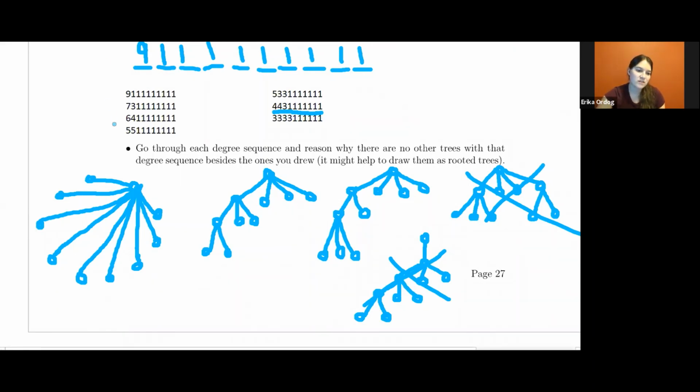You could do that for all of the degree sequences and prove, unlike Will Hunting, that you've actually solved the problem. Okay, so I hope you've enjoyed these lectures. And let me know in the comments if you have any questions.